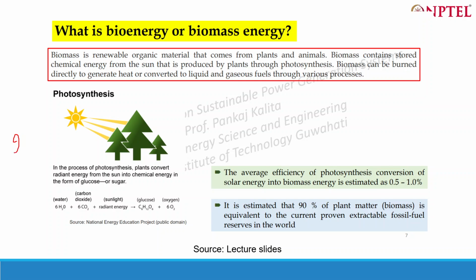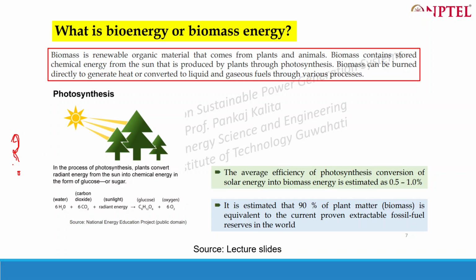Now the question arises here is what is basically biomass, or biopower or bioenergy. So biomass is basically renewable organic material. So material made up of organic carbon that comes from plants and animals. So it has to come from plants and animals. But in case of municipal solid waste, if you remove the plastic fraction, it does have a good amount of biomass content in it. Like paper does come from plants, and then biomass contains stored chemical energy from the sun that is produced by plants through photosynthesis.